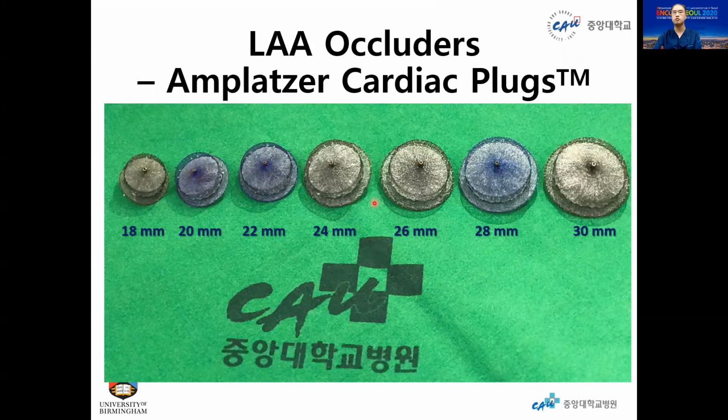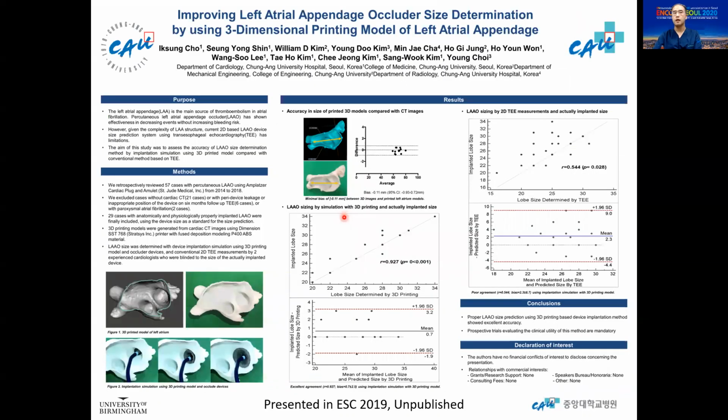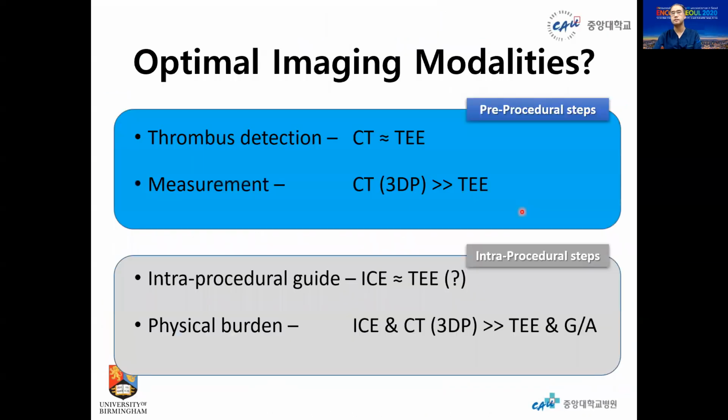By using real occlusion devices, we retrospectively investigated the usefulness of 3D model simulation. As you can see in the middle column, the 3D printed model worked really nicely and its agreement was very good. Compared with 2D TEE measurement in the right column, you can clearly find the difference between the two modalities. In short, within pre-procedural steps, in terms of measurement, CT with a 3D printing model was superior to transesophageal echocardiography.